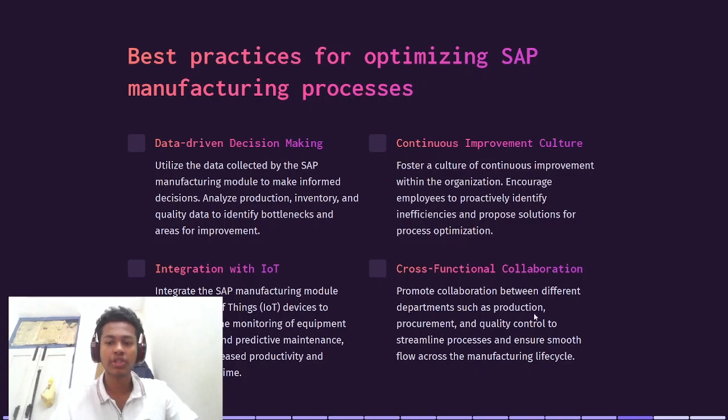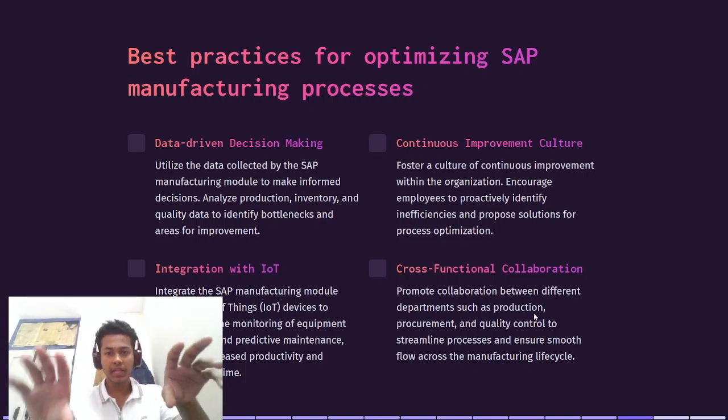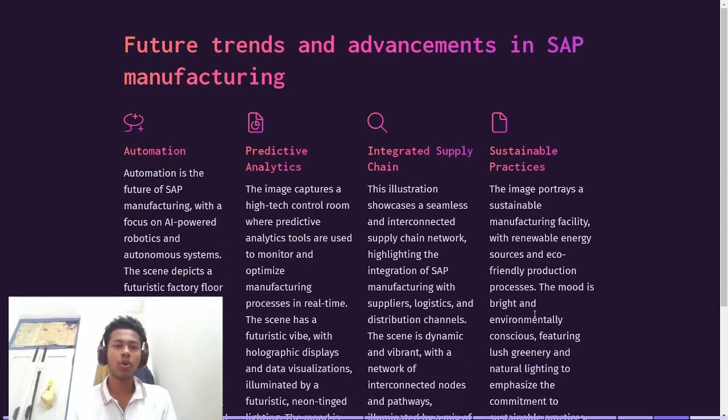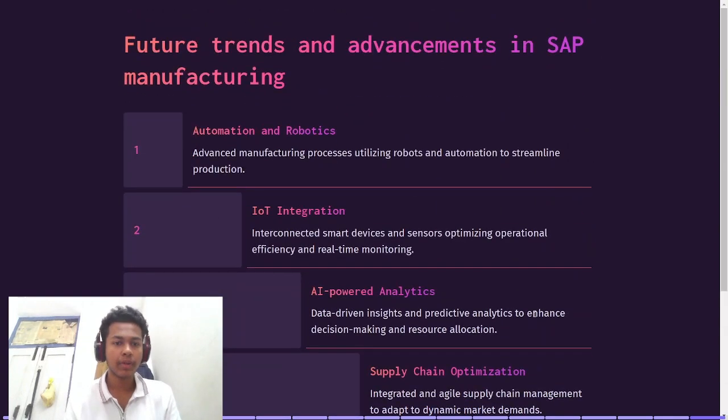Cross functional collaboration. Basically there are multiple departments in the production process. If you establish a link or a connection between them, and they start collaborating and coordinating with each other, the production process will get a lot simpler and faster. Let's go on to the future trends and advancements in SAP. So automation, predictive analysis, integrated supply chain, and sustainable practices. These I have explained above. So we'll go into another slide of this.